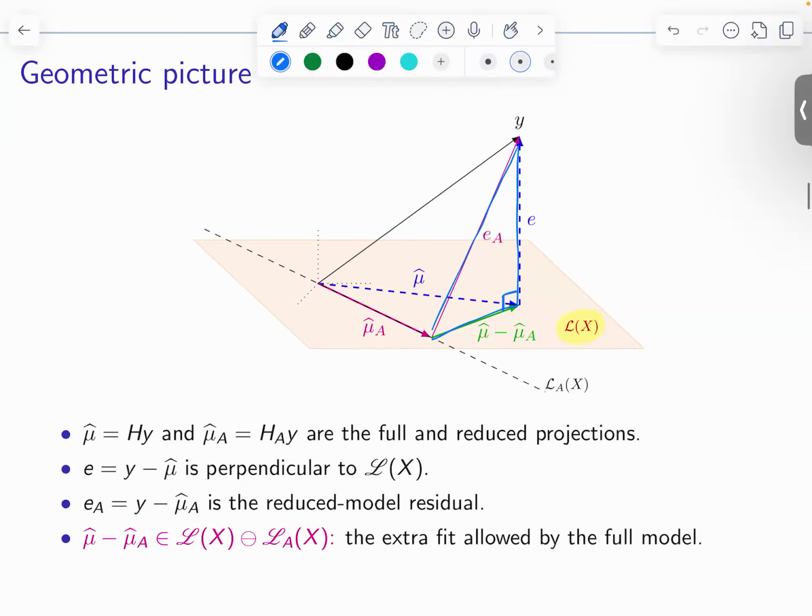So from this I get a Pythagorean theorem: norm e_A squared is equal to norm e squared plus norm of mu hat minus mu hat A squared. And this shows that the residual sum of squares, the RSS, of the reduced model is always at least as large as that of the full model, because this is non-negative, right?